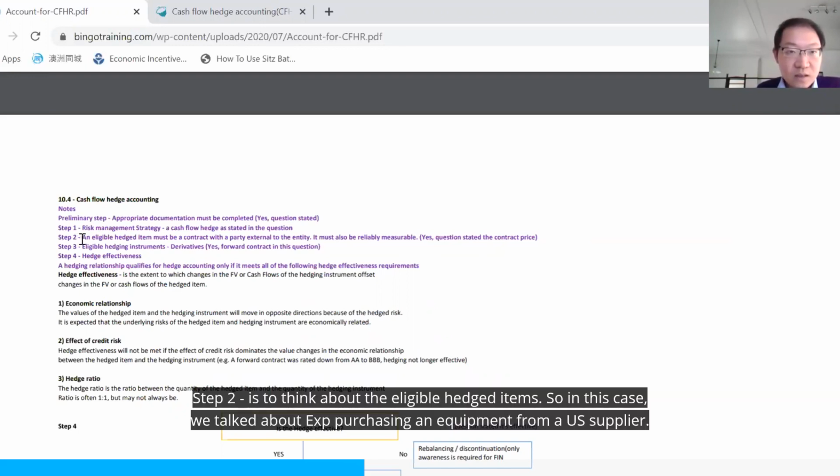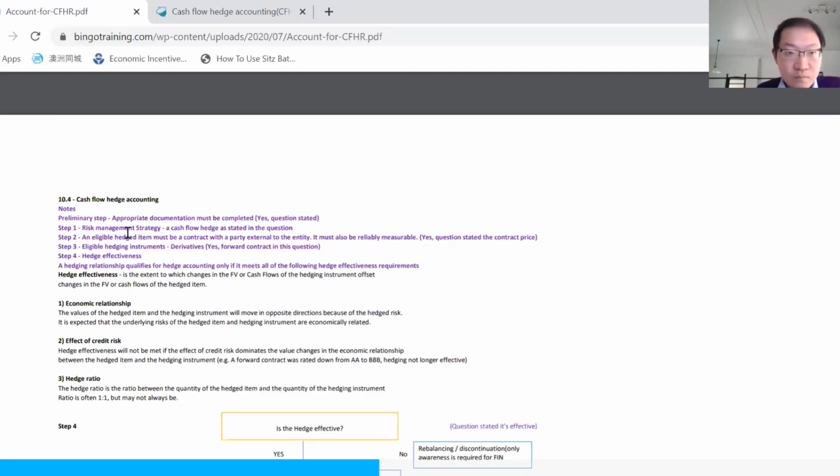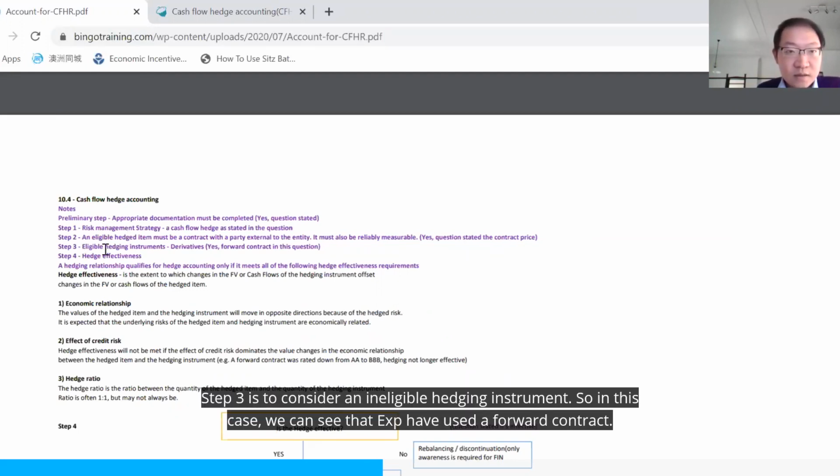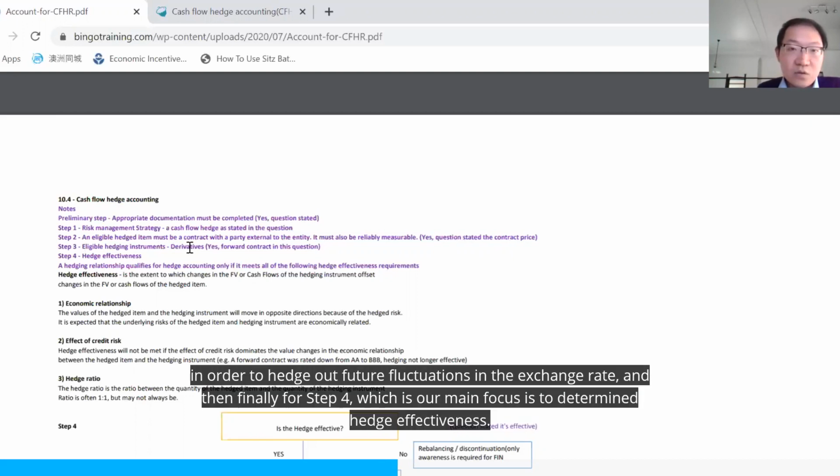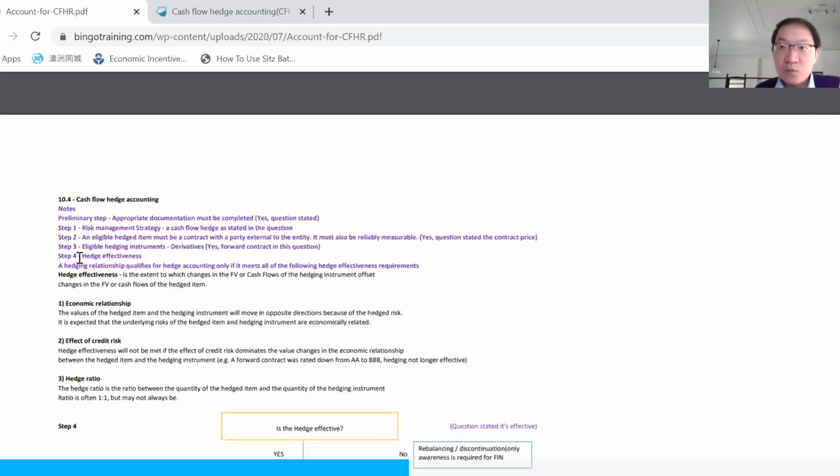Step 2 is to think about the eligible hedged item. In this case, we talked about EXP purchasing equipment from a US supplier. Step 3 is to consider an eligible hedging instrument. In this case, we can see that EXP have used a forward contract in order to hedge out future fluctuations in the exchange rate. And then finally, step 4, which is going to be our main focus, is to determine hedge effectiveness.